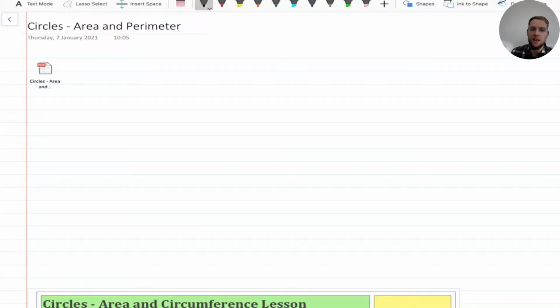The title of today's lesson is Circles, Area and Perimeter. So get that down in your red book. So circles, area and perimeter.